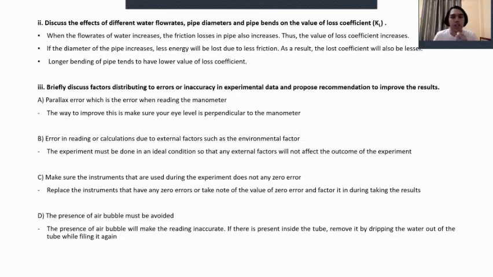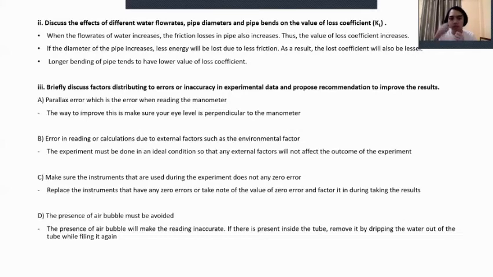And after that is the third question, which is to briefly discuss factors contributing to errors or inaccuracy in experimental data and propose recommendations to improve the results. So for the first error, which is parallax error, which is the error when reading the manometer, the way to improve this is to make sure that your eye level is directly perpendicular to the meniscus level of the manometer so that it is more accurate.